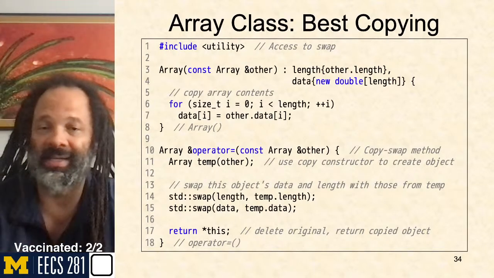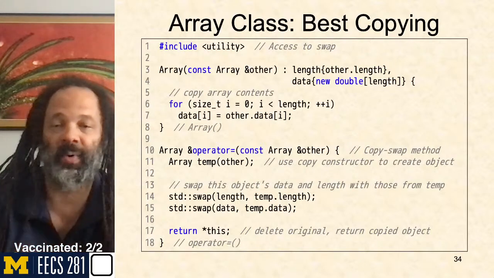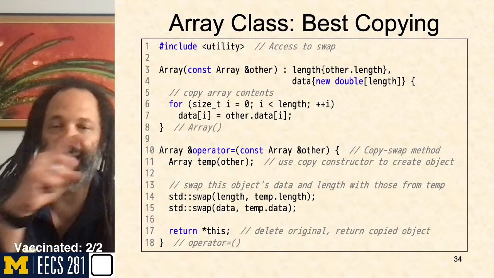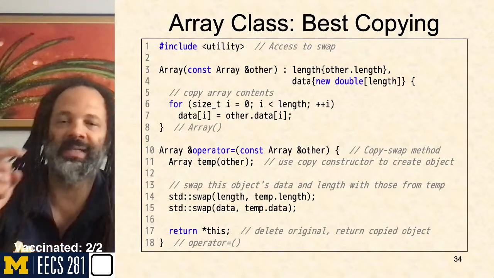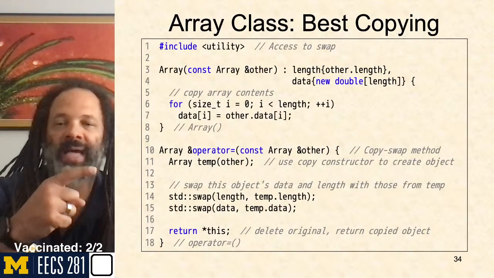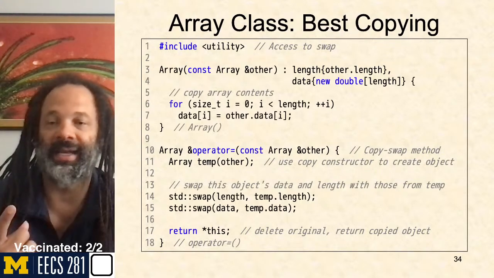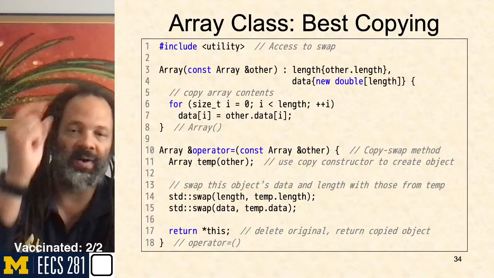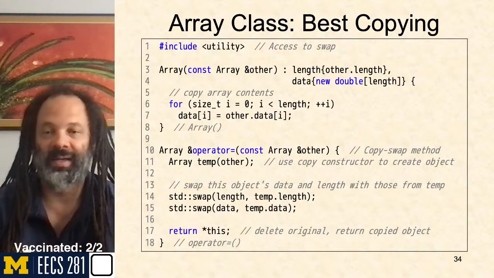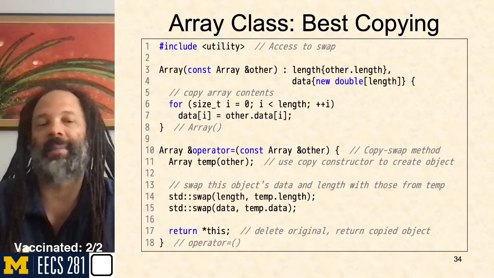What that does is whatever I had before the operator equals is now inside of temp. So when temp goes out of scope and gets destructed, it takes what I used to have. And the copy that I made of other in temp, I get to keep. That's what copy swap is.